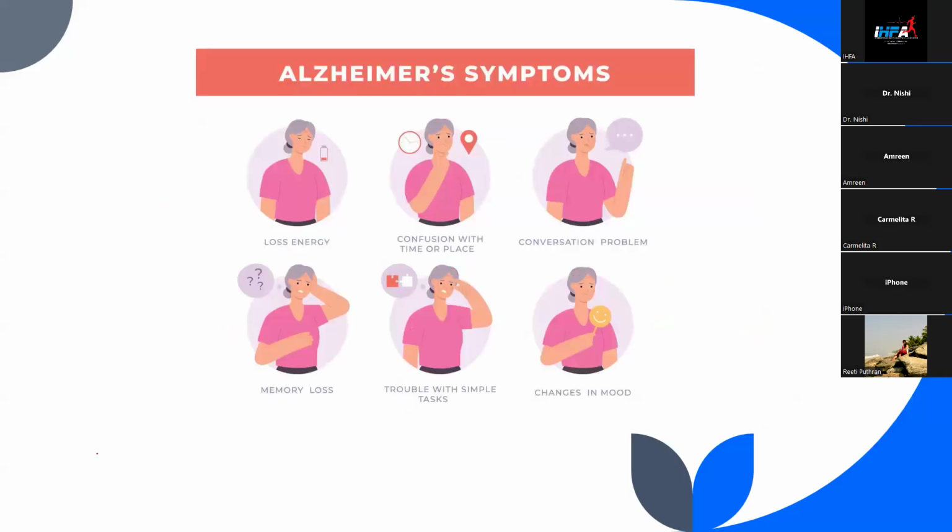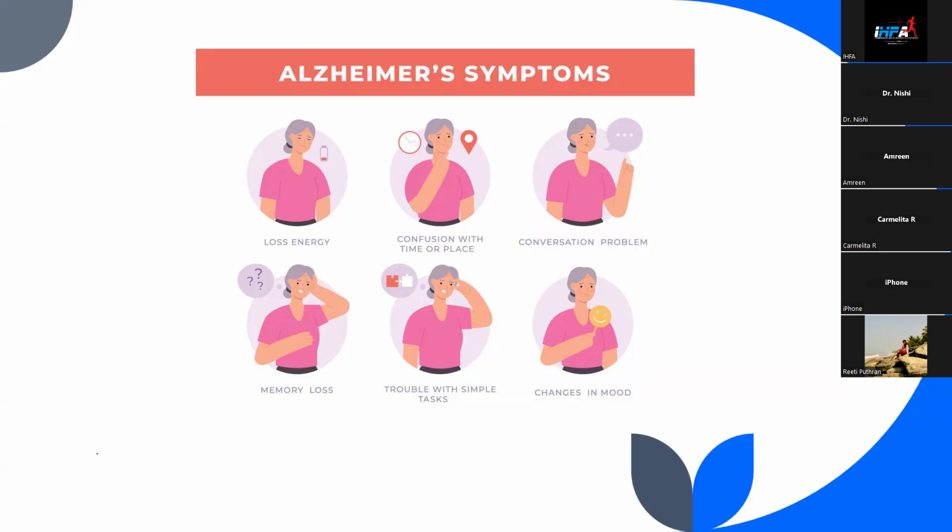Yes. Okay. So, what are the symptoms of Alzheimer's? First is loss of energy, confusion with time and place, conversation problems, memory loss, trouble with simple tasks which they were able to do before, and change of moods. People who have bipolar moods have higher chances of having Alzheimer's. All these symptoms are most commonly seen with old age. That's why it is very difficult for us to notice the symptoms at an early stage and tell whether the person has Alzheimer's or not.